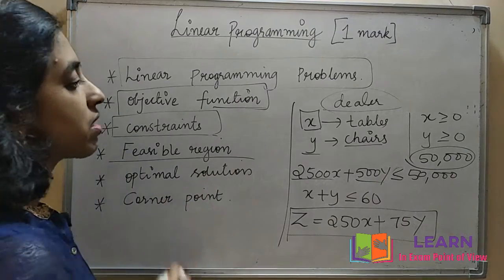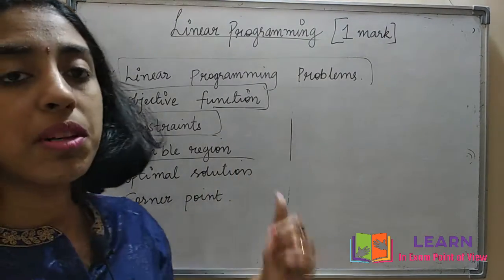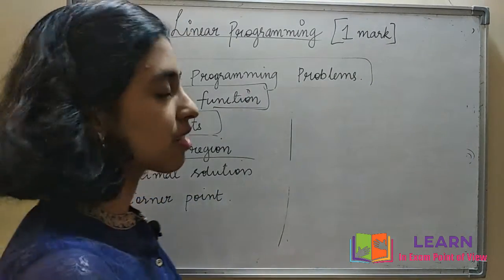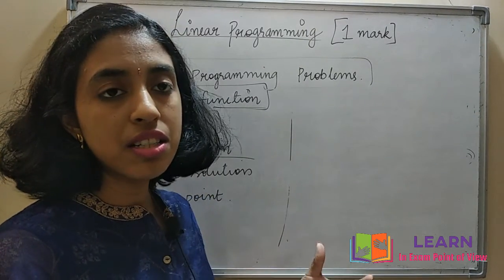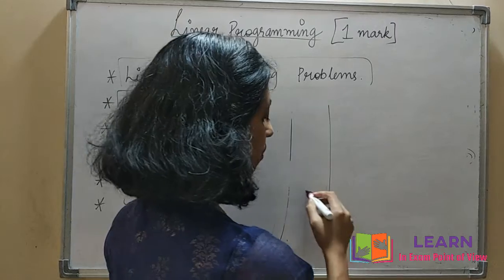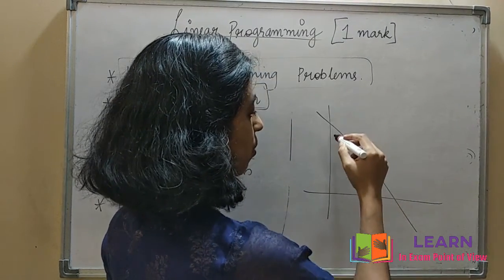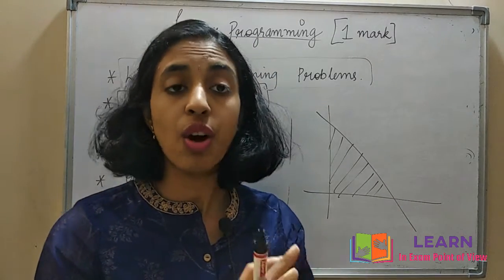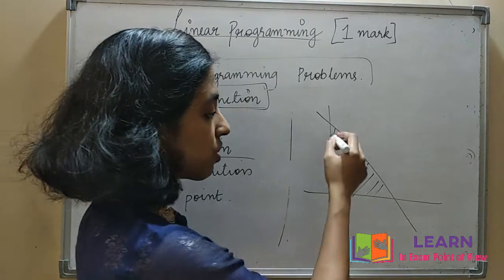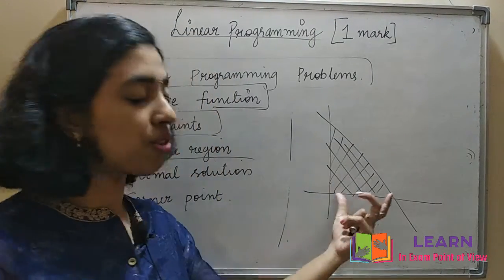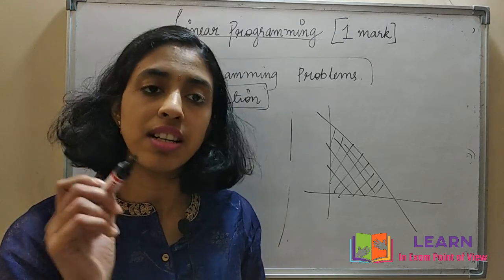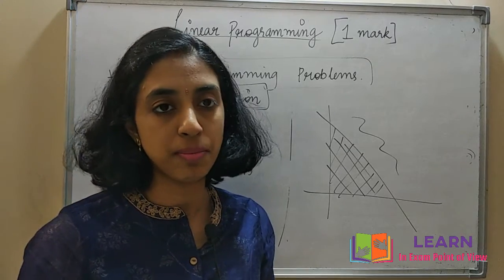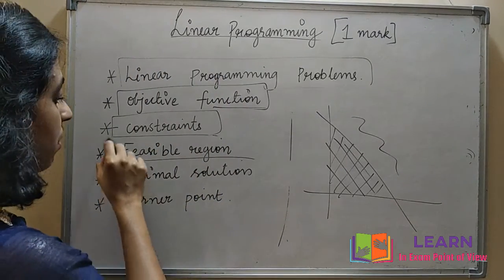Now next, the feasible region. It is good to explain it through a graph. Usually in the next class, in the 5 mark section, we will do the graph. We will represent some graph and shade some region which satisfies all the constraints. The shaded region, which is a common region that satisfies all the constraints, is called the feasible region. And the outside portion, just the opposite, is called the infeasible region.